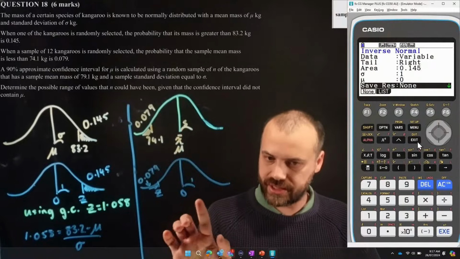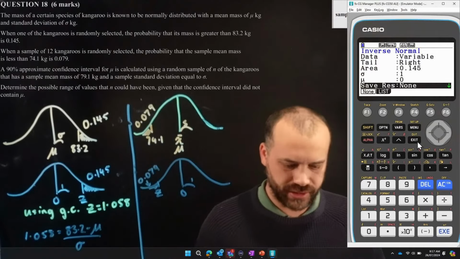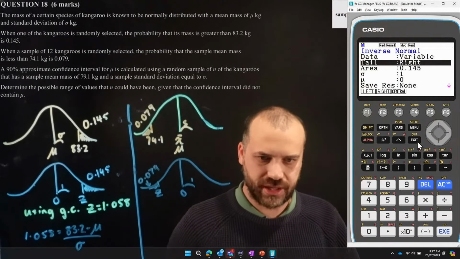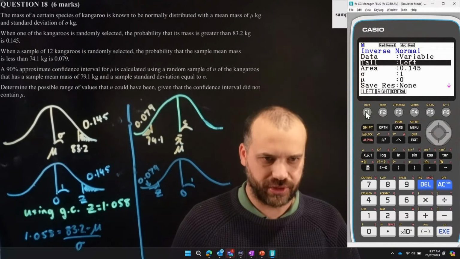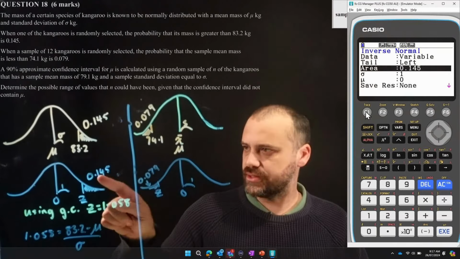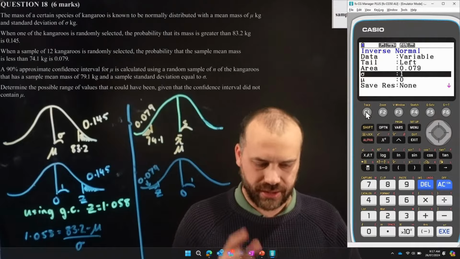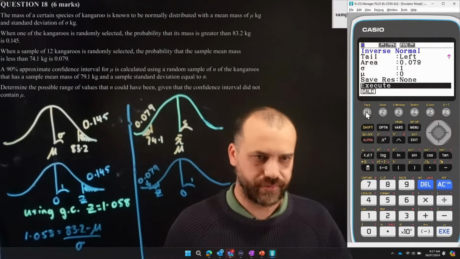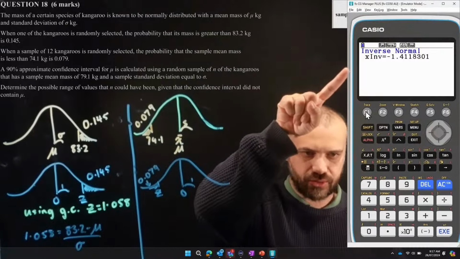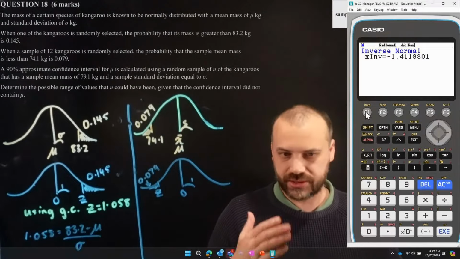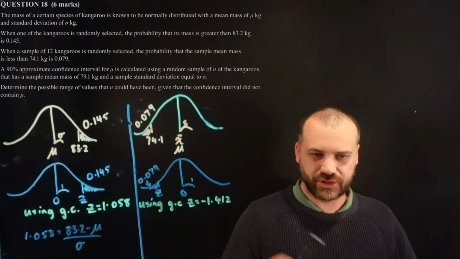We can do the same thing here and come up with a z-score using a standard normal distribution. So here it is, a standard normal distribution, mean 0, standard deviation 1, area 0.079. On my calculator, I just need to change things up a little bit because now I'm going left tail. So let's click on our left tail right there. The area isn't 0.145 anymore, it's 0.079. And still 1, still 0. All right, and we can enter that. Now, we get a z-score of negative 1.411. So let's write that down. So we've got a z-score here of negative 1.412.